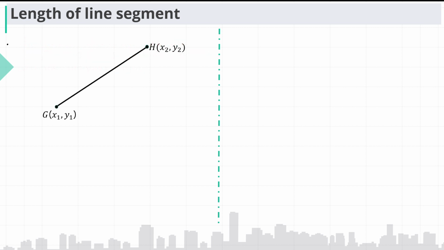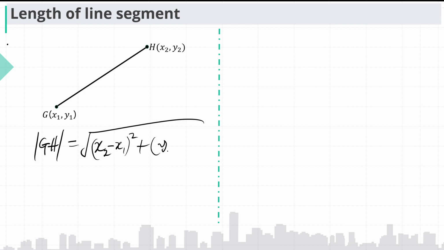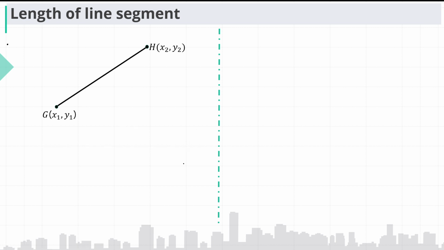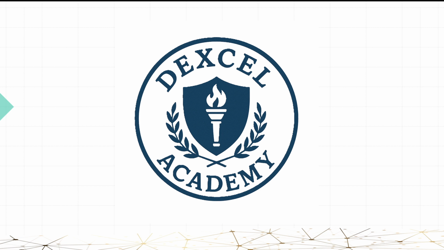We've learned that when you want to find the distance between 2 points, now in this diagram the two endpoints are G and H, so we'll write length of GH equals square root of difference in the S value squared plus difference in the Y values squared. See you in the next lesson.